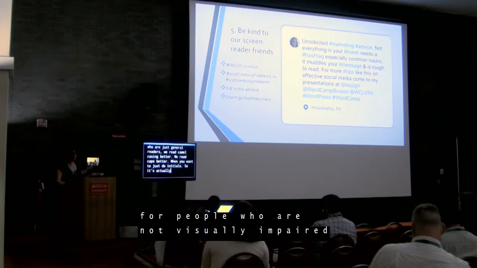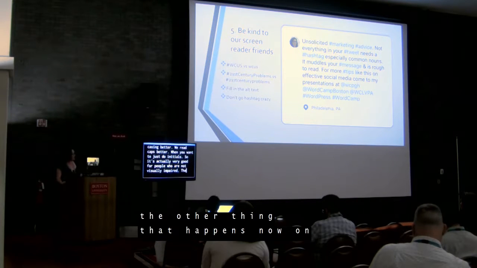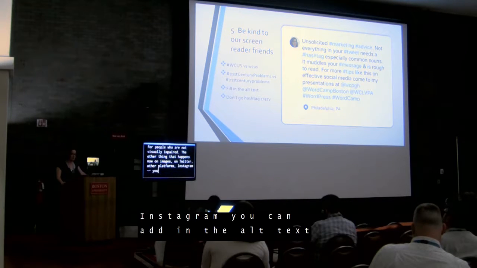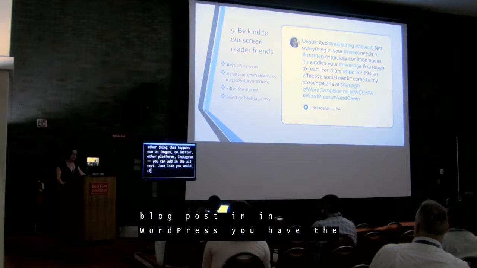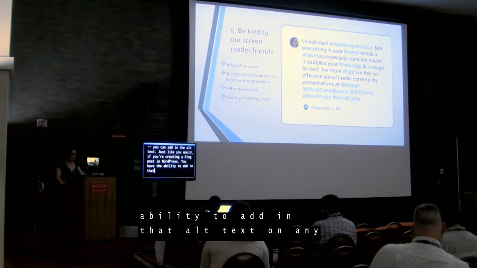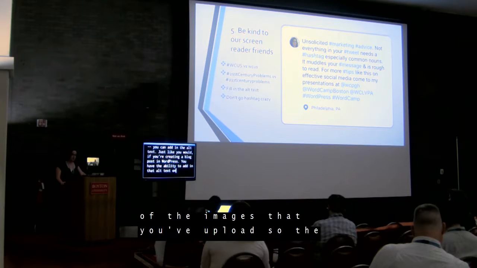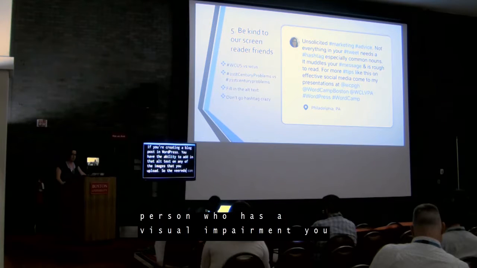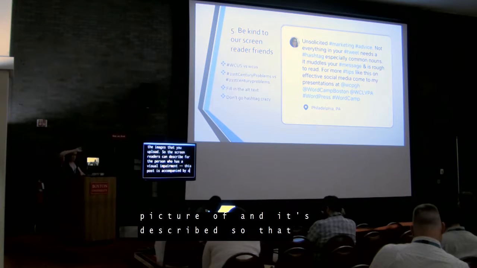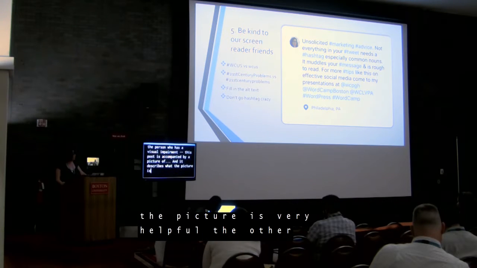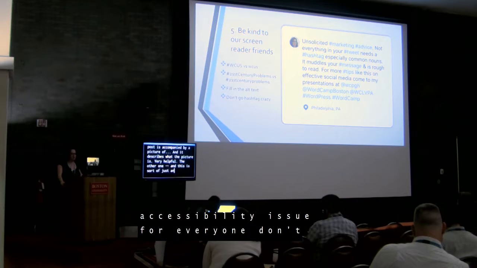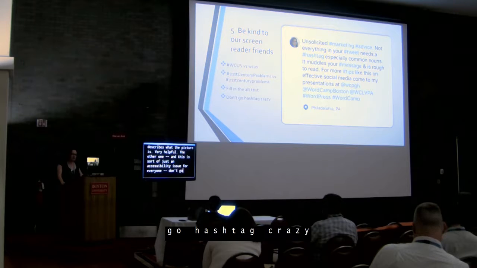The other thing that happens now, on images, on Twitter, other platforms, Instagram, you can add in the alt text, just like you would if you're creating a blog post in WordPress. You have the ability to add in that alt text on any of the images that you upload. So the screen readers can describe for the person who has a visual impairment, you know, this post is accompanied by a picture of, and it describes what the picture is. Very helpful.